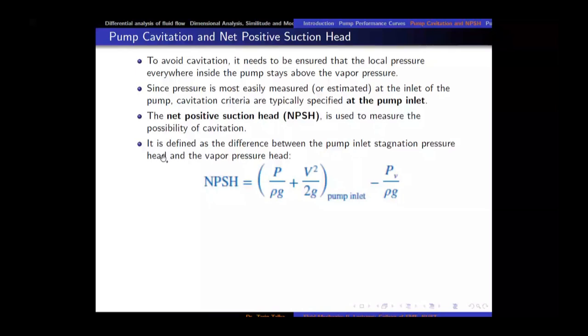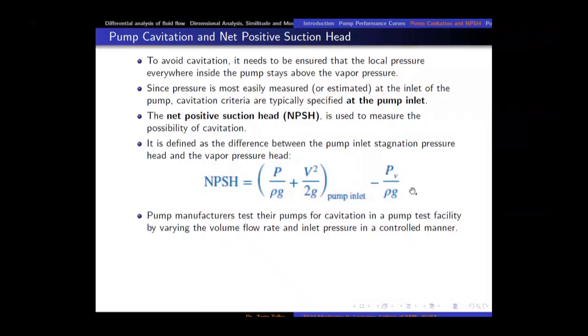So the stagnation pressure head at the inlet would be equal to P upon rho g, which is the static pressure head, plus the dynamic pressure head, which is V squared upon 2g, minus Pv upon rho g. To calculate this Pv value, that is the saturation pressure at the working temperature of the fluid, which is water in this case. If we are talking about 25 degrees centigrade, we can go into the steam table and find the value of vapor pressure, that saturation pressure, which is Pv. So this value should always be greater than zero, just to make sure that there is no bubble formation.